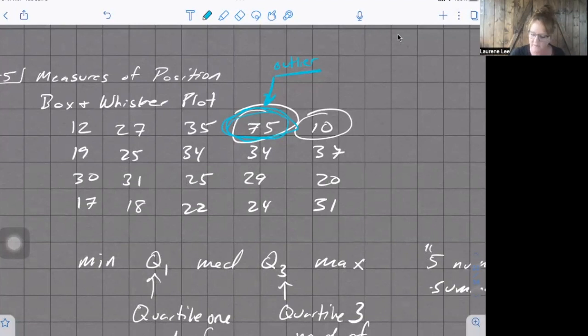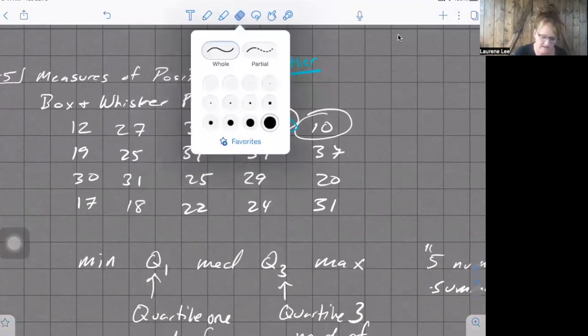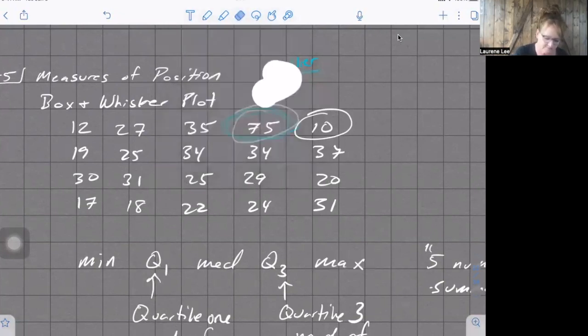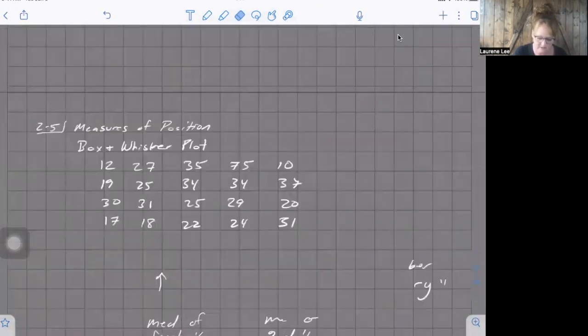Next thing we're going to talk about is finding a percentile. So I'm going to use this same data set and just erase what we've done here and use this spot.